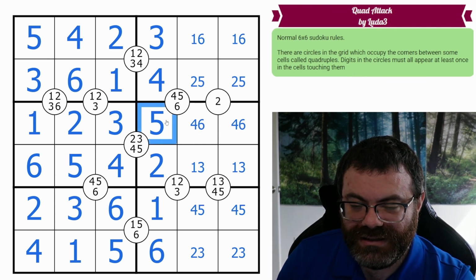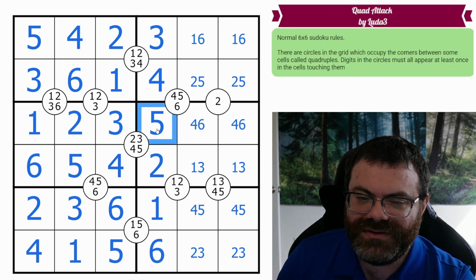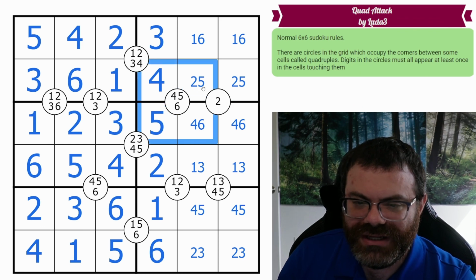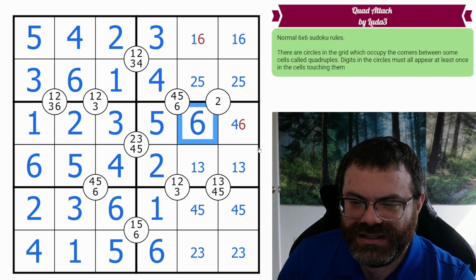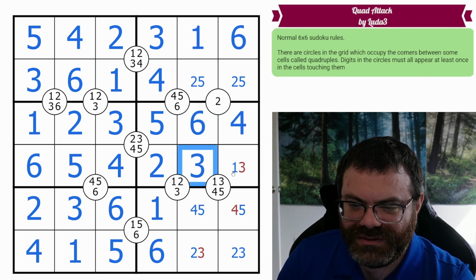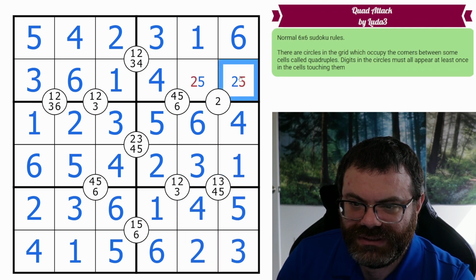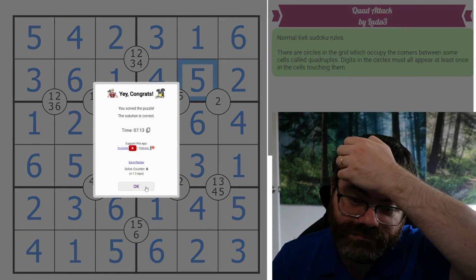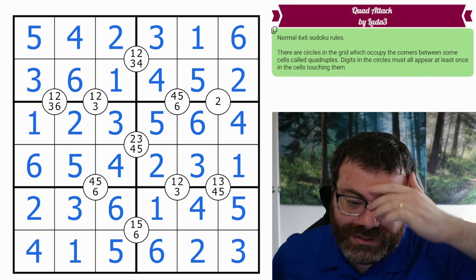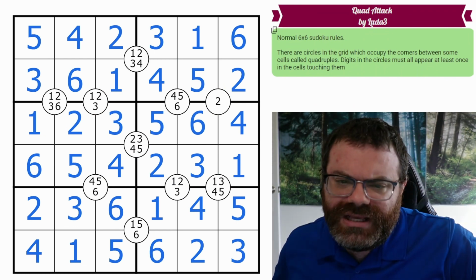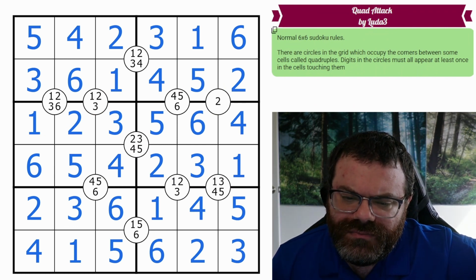Right, this 5, no. Sorry, we need a 6. Sorry, I was going to say this 5 eliminates his, but that's not true. But we do need a 6 in this quad, and that comes from here, and that probably resolves everything. Nice, cool. Well, neat puzzle, Luda3, thank you. I enjoyed it. Pretty intricate.